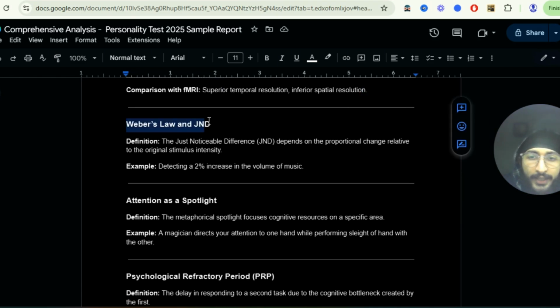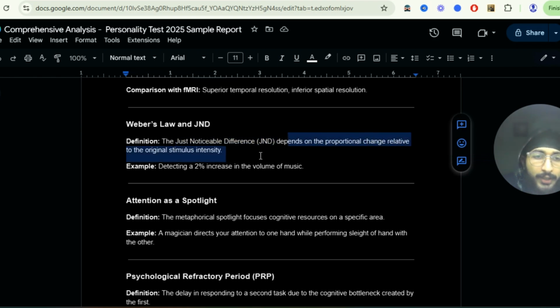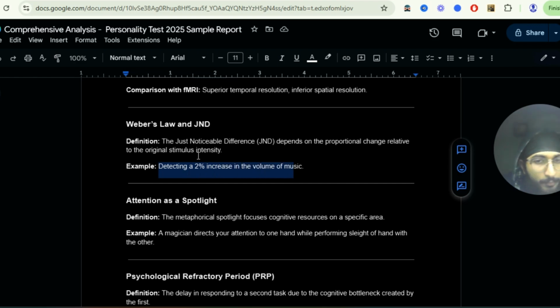Now, Weber's law and JND. The JND, which is just noticeable difference, depends on the proportional change relative to the original stimulus intensity. Example: detecting a 2% increase in the volume of music.